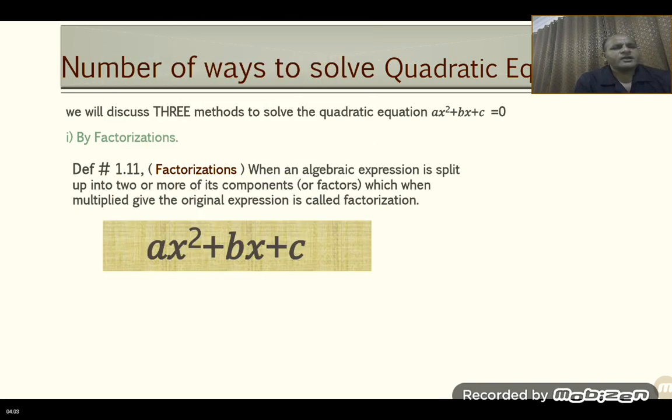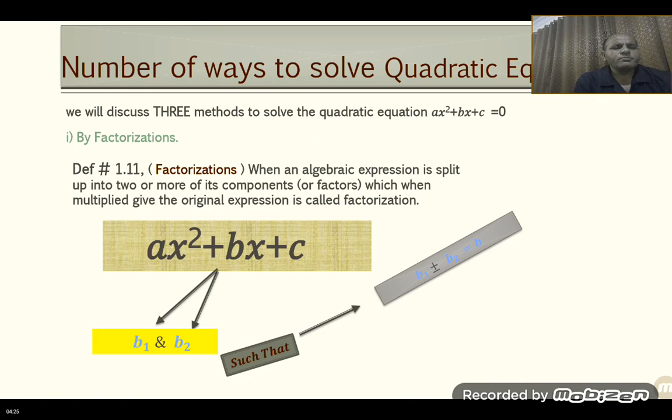Now this is the quadratic expression, x square plus bx plus c. Now we want to factorize this. So to factorize this, we will split the coefficient of x, that is b, into 2 parts, that is b1 and b2, such that their sum or difference will equal b, and their product, that is b1 multiplied by b2, must give the product of a and c. If such factors exist, we say that these are the factorization of the given quadratic expression.